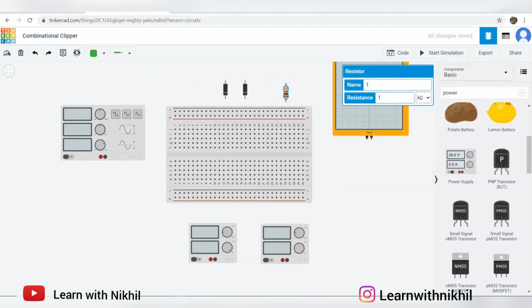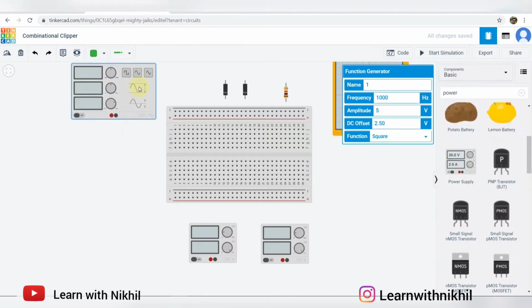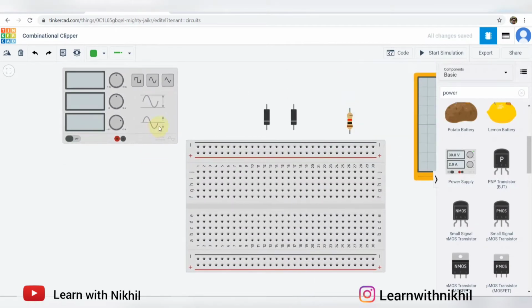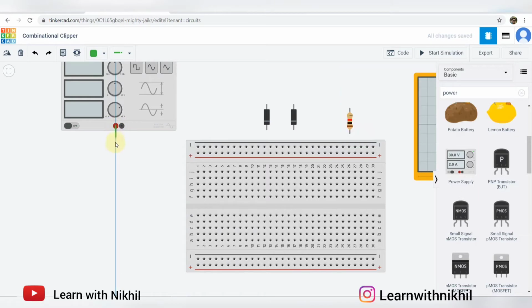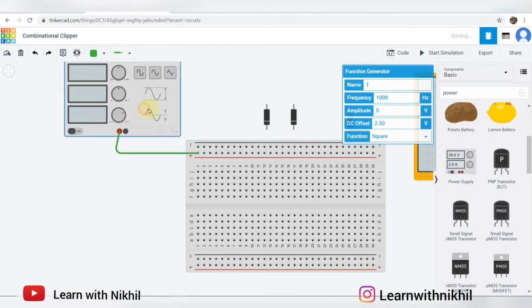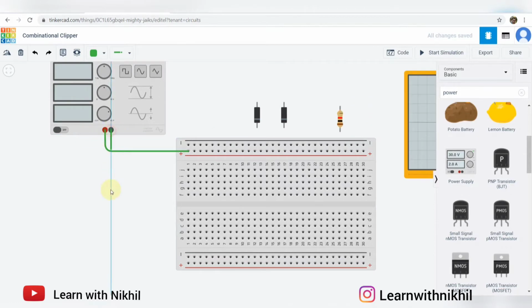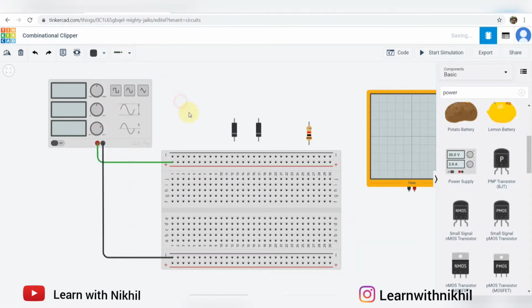Now moving towards the attachment of the circuitry. This is the input supply. Positive supply, I'll attach it over here. Move this. Positive supply, and negative, I'll make this common ground. You can change the color from here. I'll make it black.